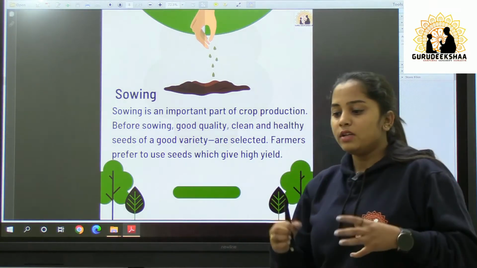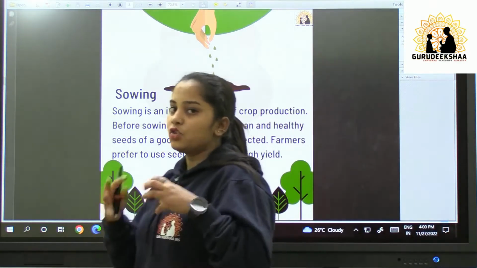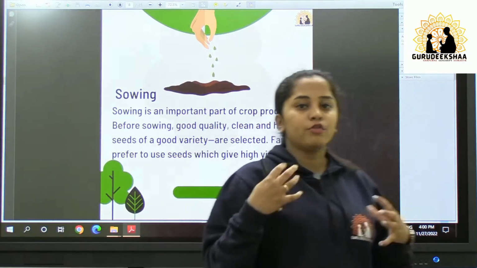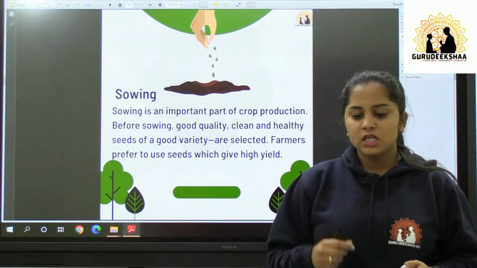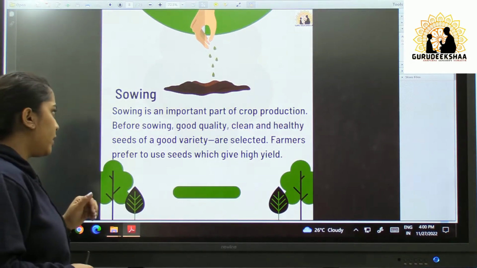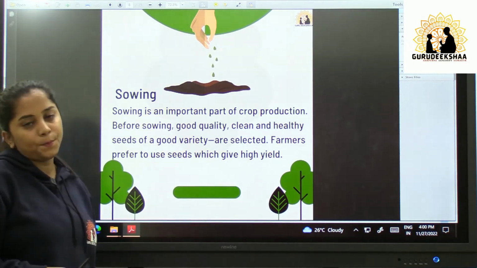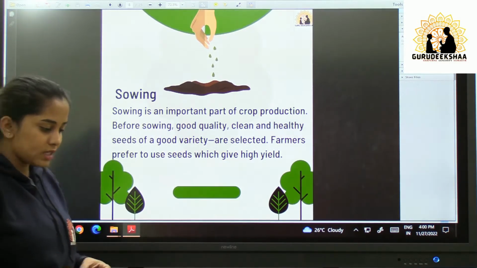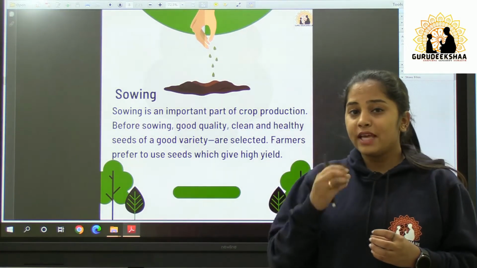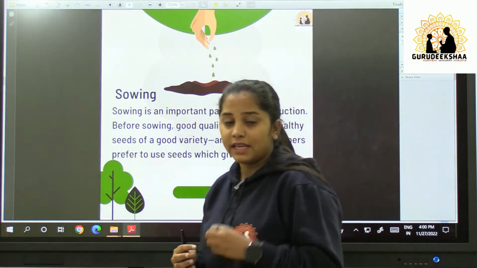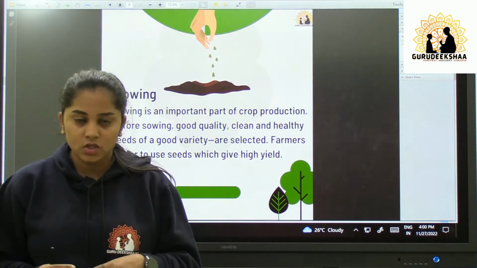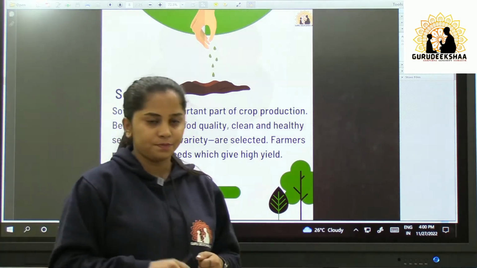sowing. Now we have loosened up the soil, and the soil is ready for the production of the crop or the plant to grow. So next we have to do sowing, right? So how is the sowing done? Sowing is a very important part of crop production. Obviously. So very good quality seeds have to be sown into the soil so that we get very good production.